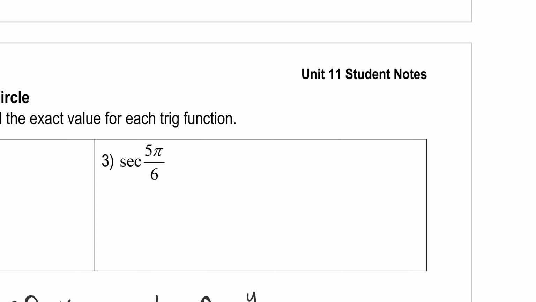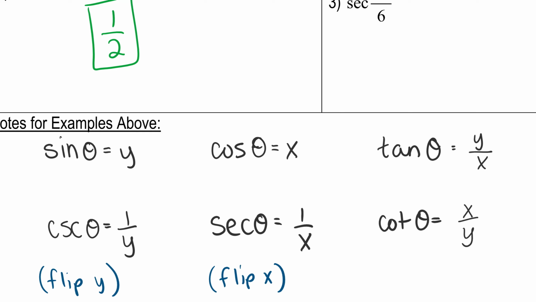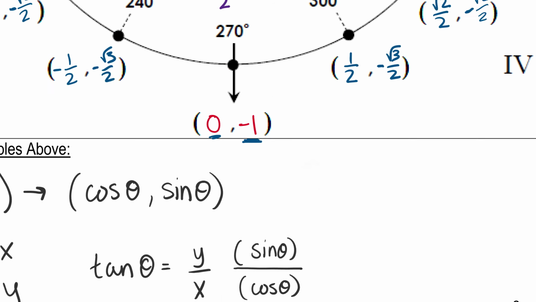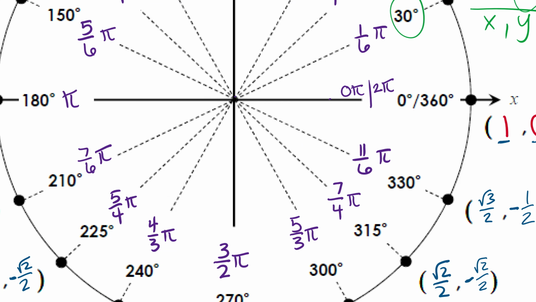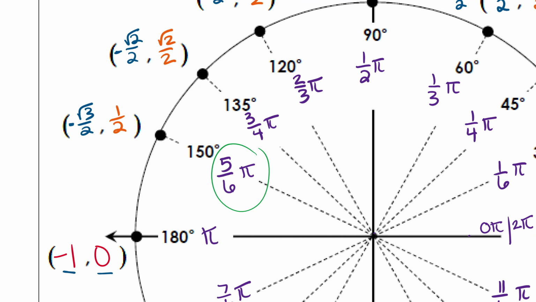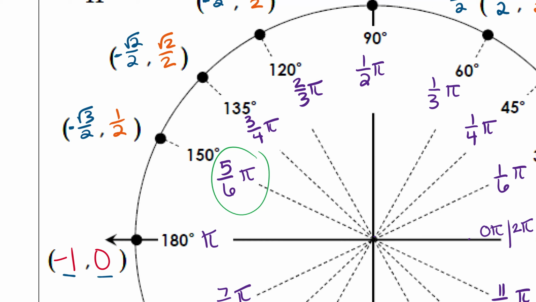Secant is a little different. Secant, if we go down here, means I want to find x and flip it. So whatever x is, I flip x, and that is secant. So I want to find secant of 5 pi over 6. Okay, so let's go to the unit circle. Since we have all this labeled correctly, 5 pi over 6 is right here. And for secant, I find x and flip it. Here's x right here, negative square root of 3 over 2.